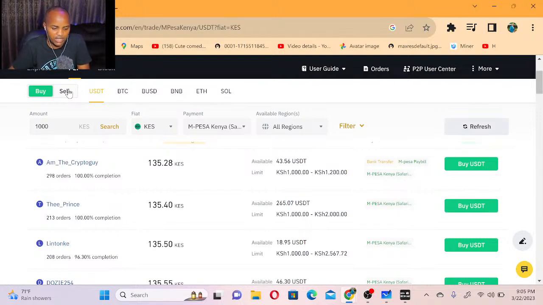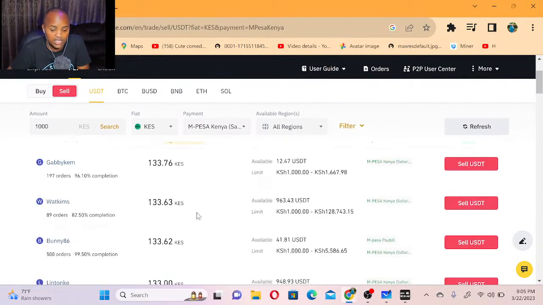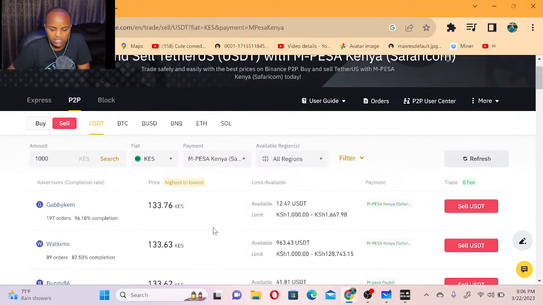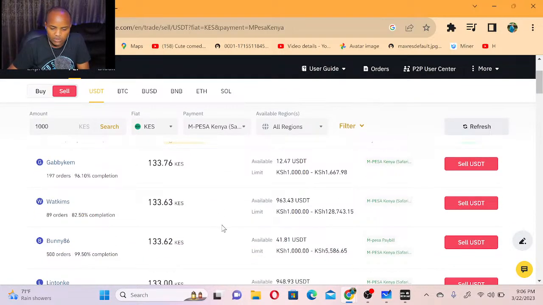But for them it is different. When you buy from them, they are selling at 135, and when you come to sell, because it is you who is selling, that means they are buying. So they are buying at 133.76 and selling at 135.3. Do you understand that? The reason there is that big difference is because of the transaction charges introduced when you are sending money to banks, paying bills and all that.